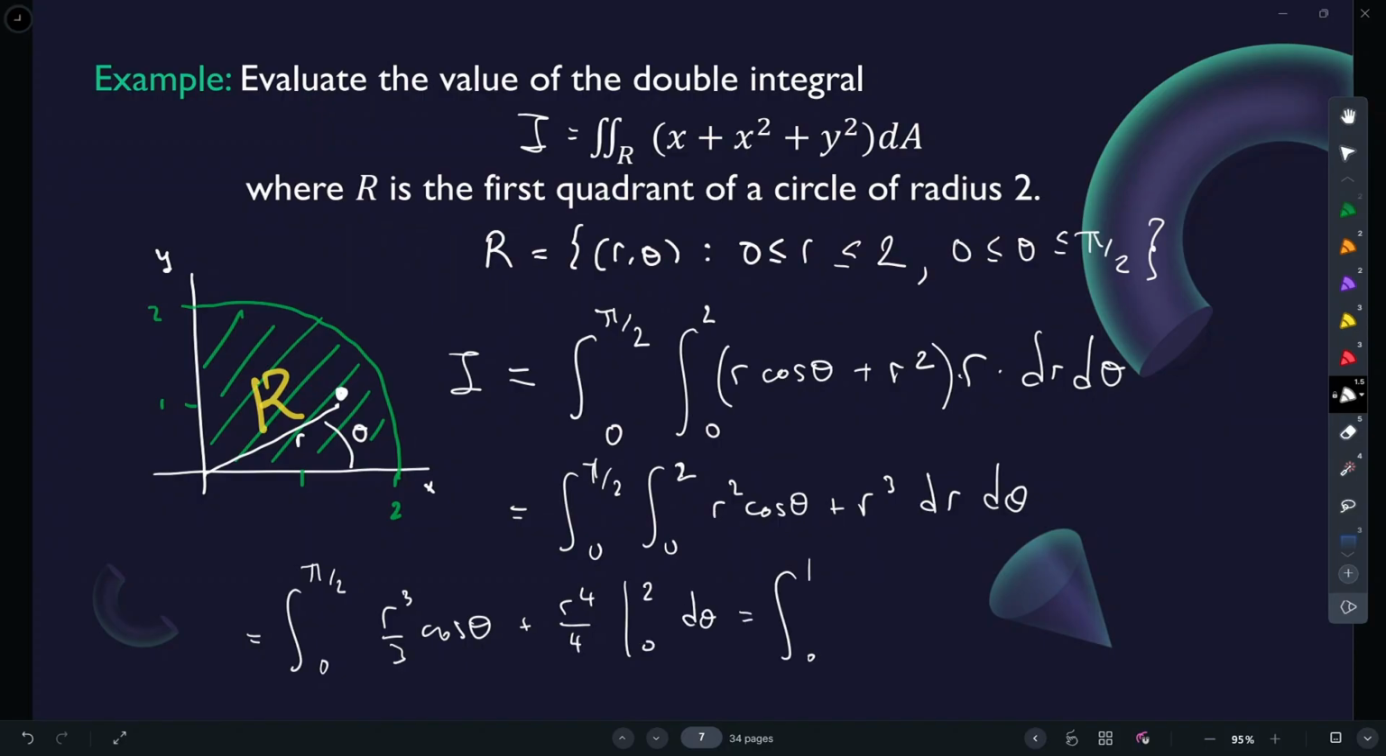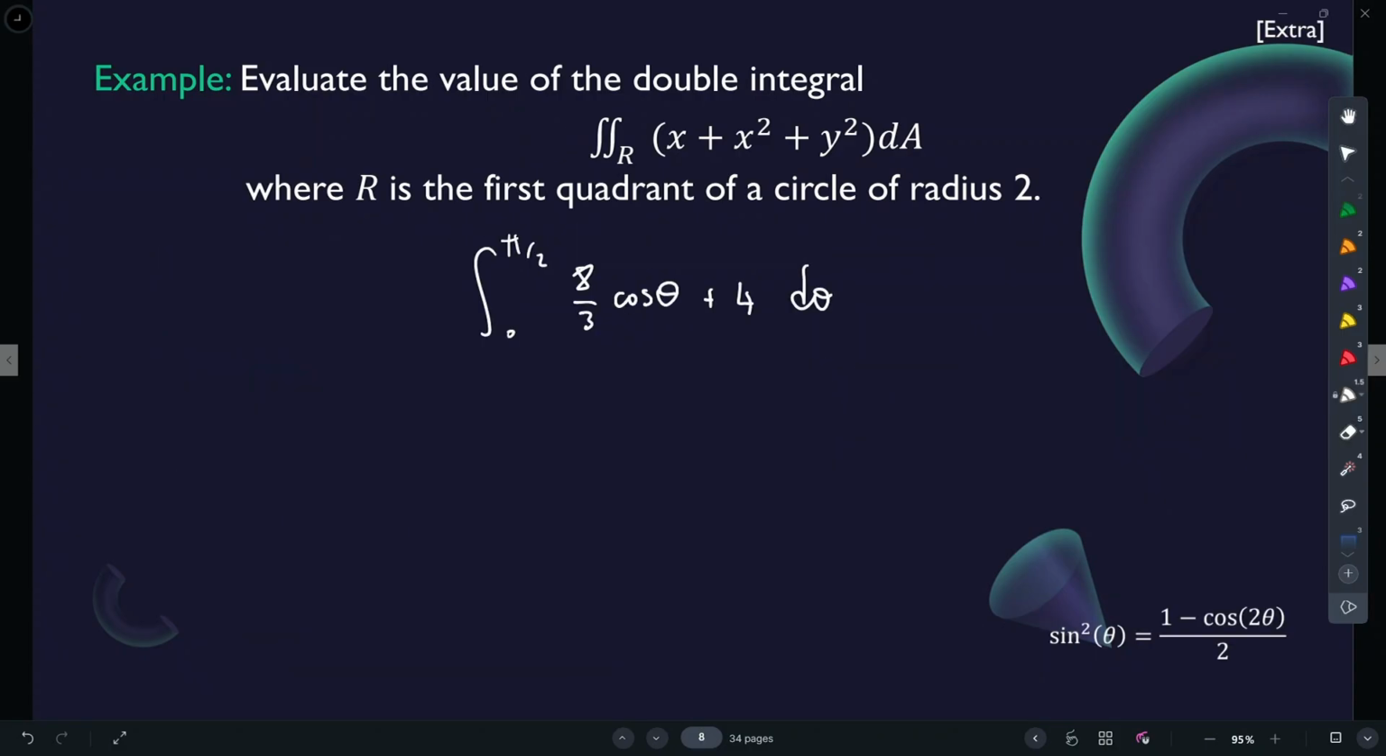And I can just evaluate at 2 minus the value at 0. The value at 0 will be 0, so all I get is 2 cubed, 8, divided by 3. So this will be 8 divided by 3 cosine theta plus 2 to the 4 is 16 divided by 4 is 4 d theta. So that is the integral that I had. And now integrate with respect to theta.